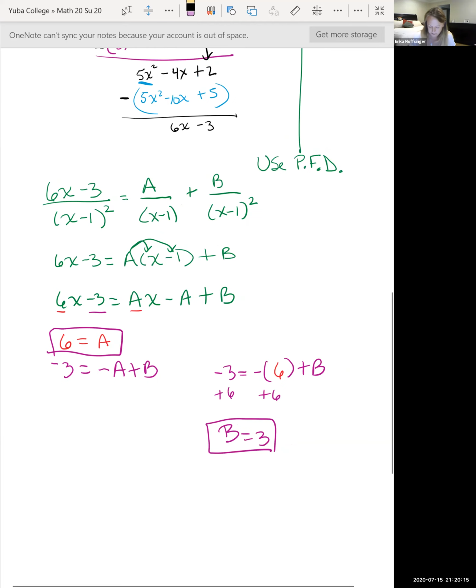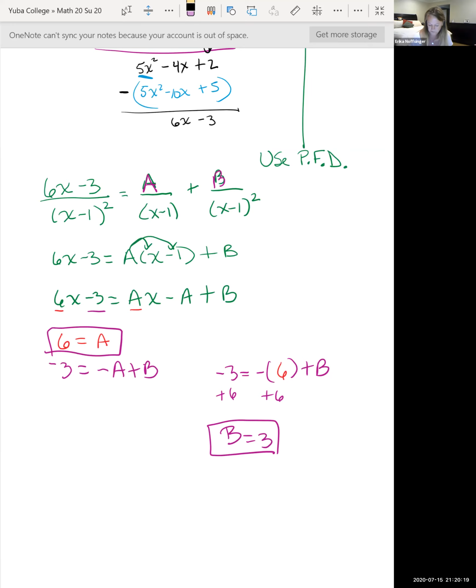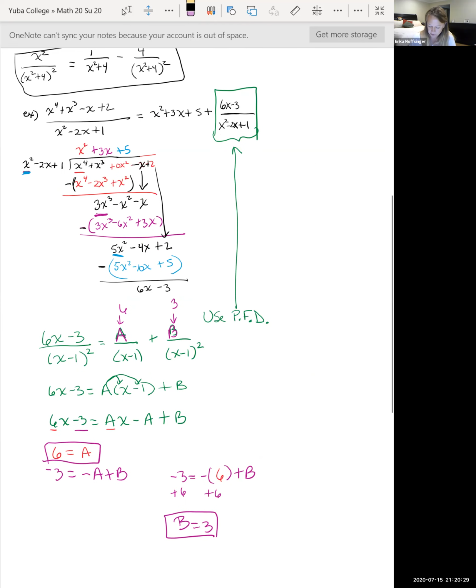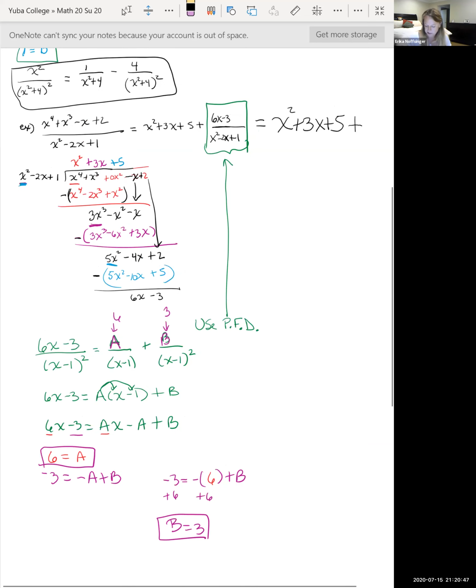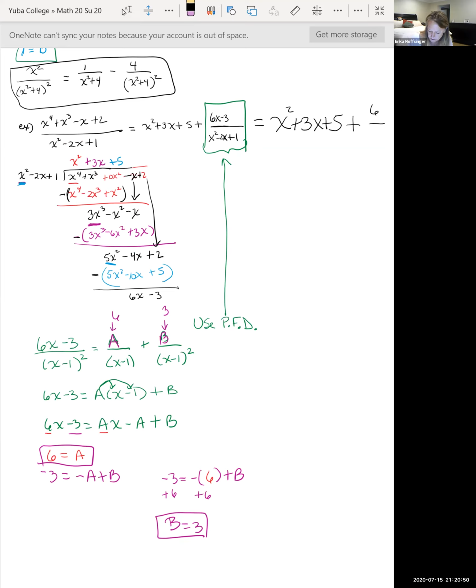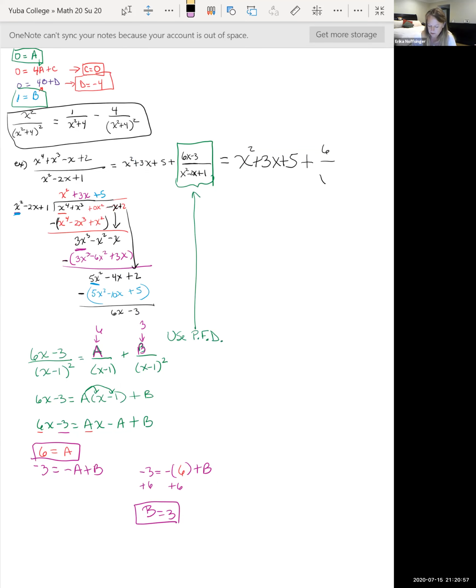So this piece right here, when we go back, we can rewrite in an even simpler form, where this is equal to our quotient x squared plus 3x plus 5, plus, rewriting that remainder over our divisor, A, which is 6, all over x minus 1, plus B, which is 3, all over x minus 1 squared.